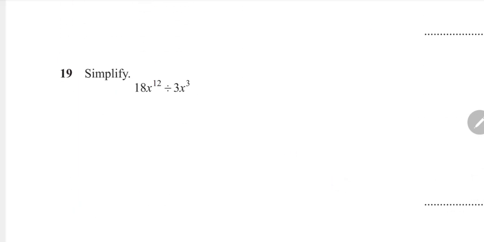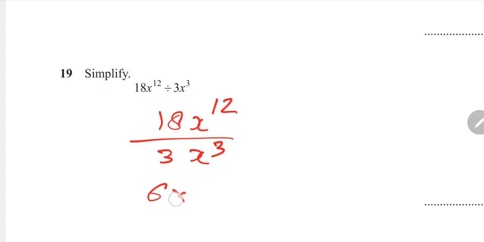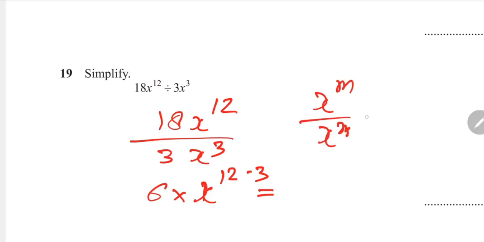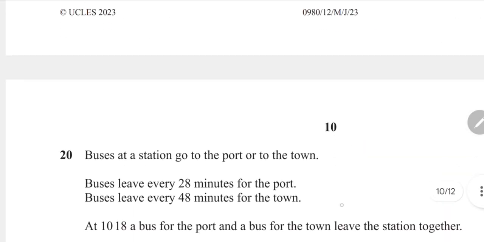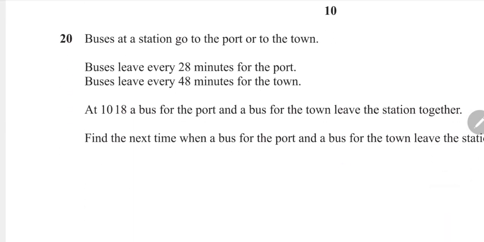Simplify the given value. We have 18x raised to 12 divided by 3x cubed. So 18 divided by 3 is 6, and x raised to 12 minus 3, because it's a division. We use this identity: x raised to m divided by x raised to n gives x raised to m minus n. If they are multiplied, then we use the rule x raised to m plus n. So by using this property, we get 6 multiplied by x raised to 9. Okay, done. Next question.